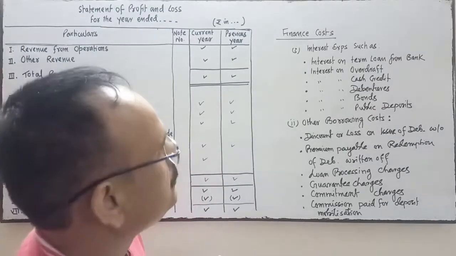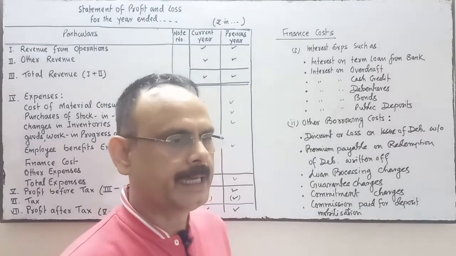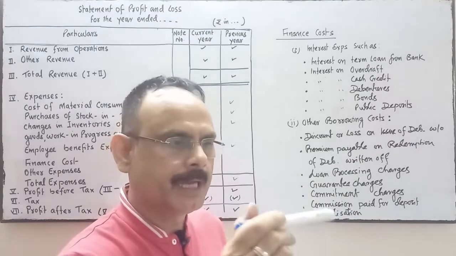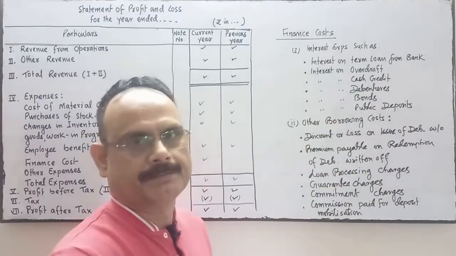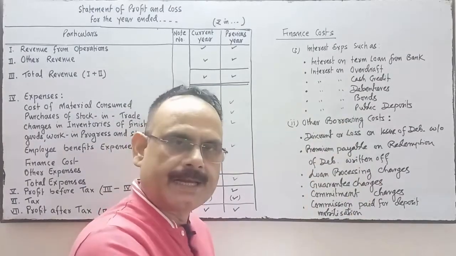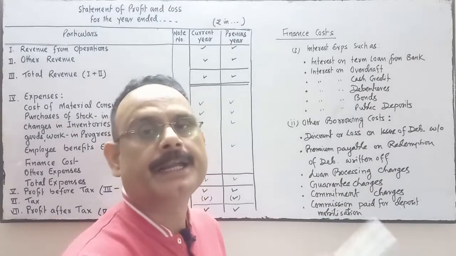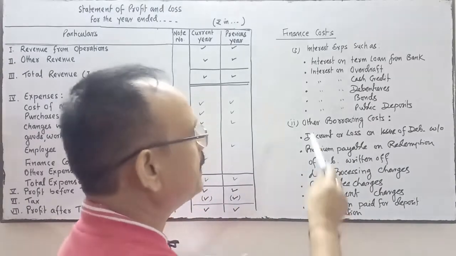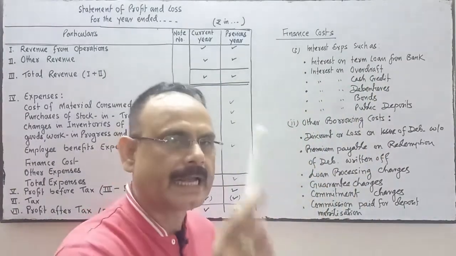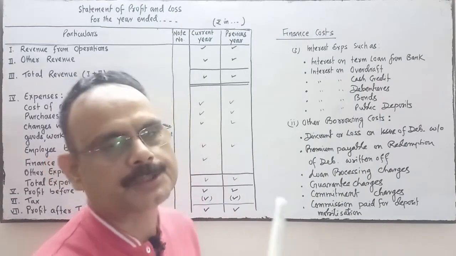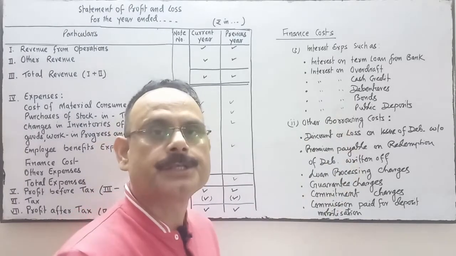Interest expenses such as interest on term loan from the bank. If you have taken any term loan from the bank, then we have to pay interest to the bank. Interest on overdraft, interest on cash credit, interest on debenture, interest on public deposits, interest on bonds, and other borrowing cost is also included.